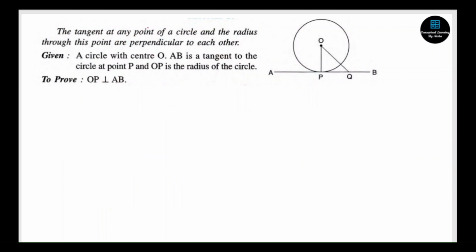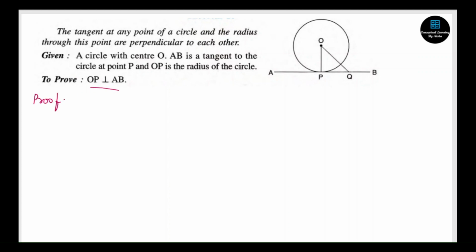Now what it is saying: the tangent at any point of a circle and the radius through this point are perpendicular to each other. Means what? We are given this circle, AB is the tangent, P is the point of contact, O is the center, and we have to prove that OP is perpendicular to AB. Now we'll write the proof.